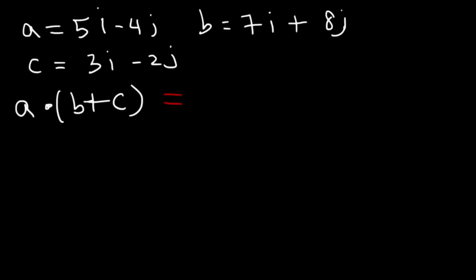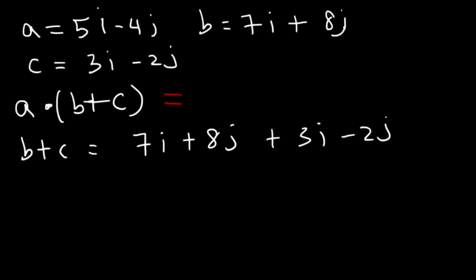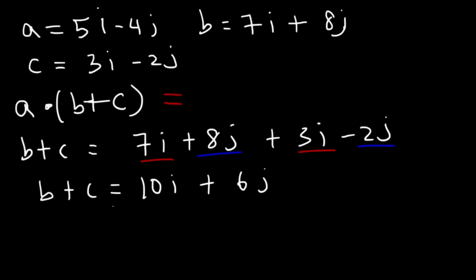Now the first thing we should do before we use the dot product is find the sum of B plus C. All we need to do is add them. B is 7i plus 8j. C is 3i minus 2j. So we need to add up the x components. 7 plus 3 is 10. And also the y components. 8 plus negative 2 is 6. So B plus C is 10i plus 6j.